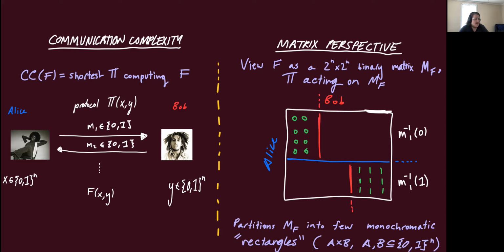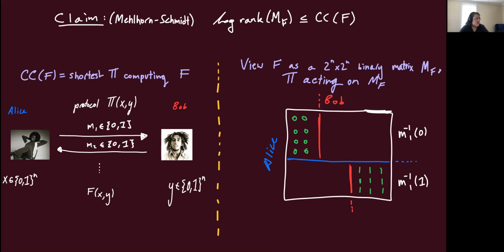And what I mean by a rectangle is that it's a cross product of a subset of the rows with a subset of the columns. And by monochromatic, I mean that every entry in the rectangle is either 0 or 1. Okay, so with this perspective, it's not so hard to see that if we have a low-cost communication protocol, so say we have a communication protocol for F of cost c, then this upper bounds the log of the rank of the matrix MF. So in particular, the rank is going to be at most 2 to the c.